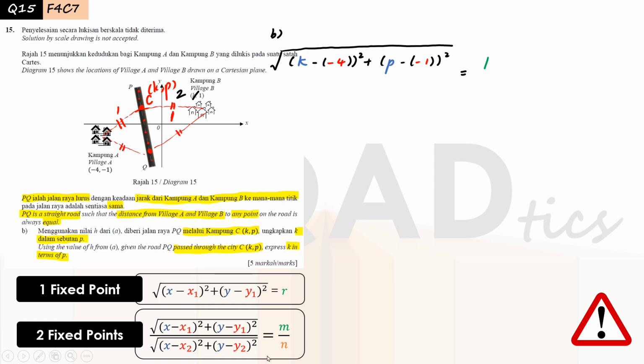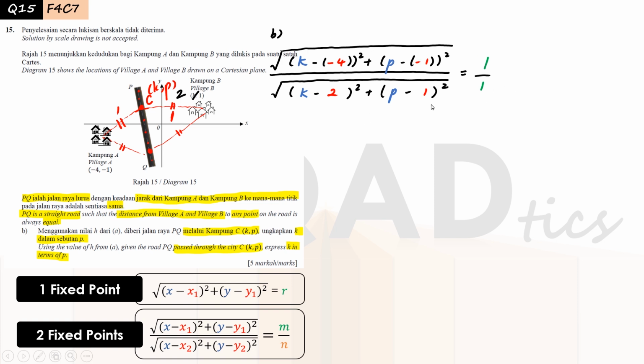For the denominator part, we'll be focusing on the other fixed point, and the steps are the same. We are going to find the difference between the two x coordinates, which is k minus 2, and the difference of the y coordinates, which is p minus 1. Then we square them, add them up together, and square root to find the distance. Here the distance would be the same as the first fixed point, so here will be 1 as well. This is how we use the formula. Once we have done this, the rest of the steps would be simplifying only.